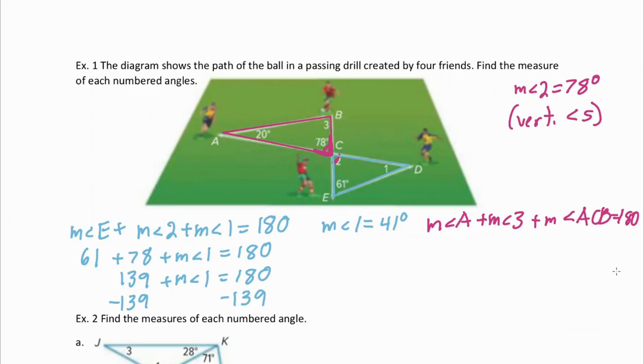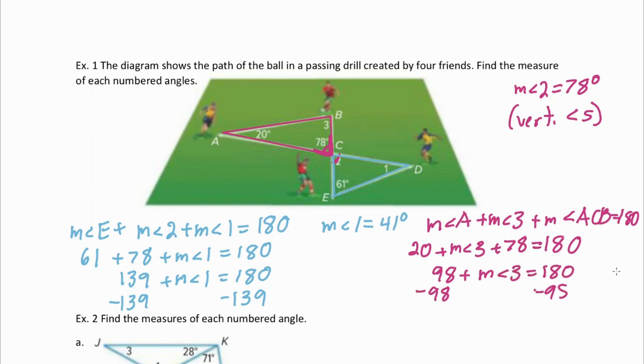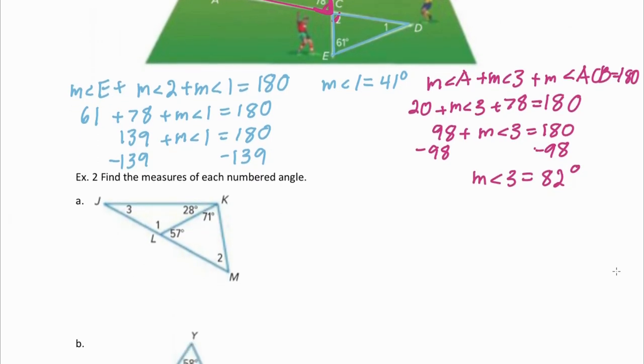But then we can substitute in. So we know the measure of angle A is 20. We're trying to find the measure of angle 3, and we know the measure of angle ACB is 78. So we'd combine 20 and 78 to get 98. So 98 plus the measure of angle 3 equals 180. And then we'd subtract 98 from both sides. So we're going to get that the measure of angle 3 is equal to 82 degrees. And then we'll have found all the missing measures.